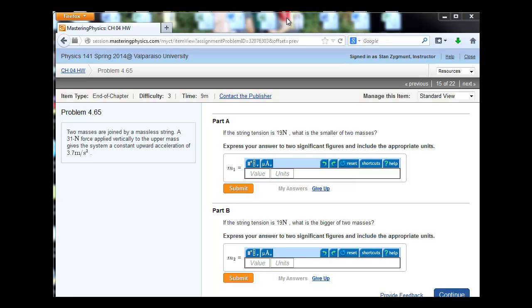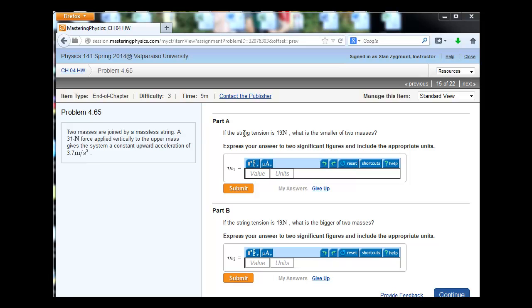The problem says two masses are joined by a massless string. And then it specifies a 31 Newton force applied vertically to the upper mass gives the system a constant upward acceleration of a certain value. And of course, your problem will have different numerical values here.